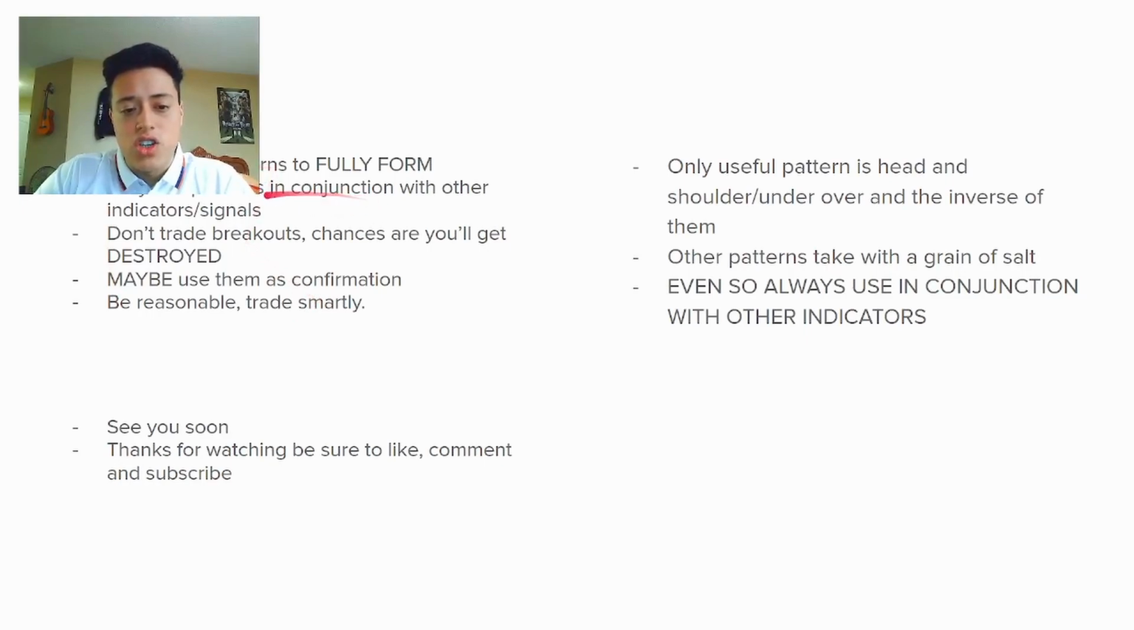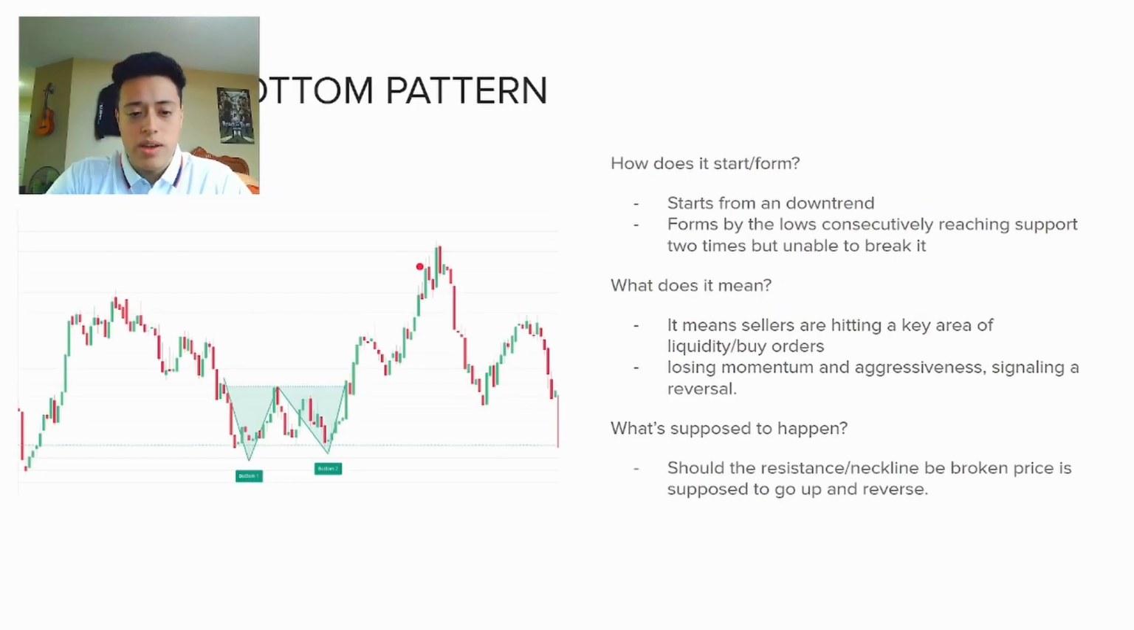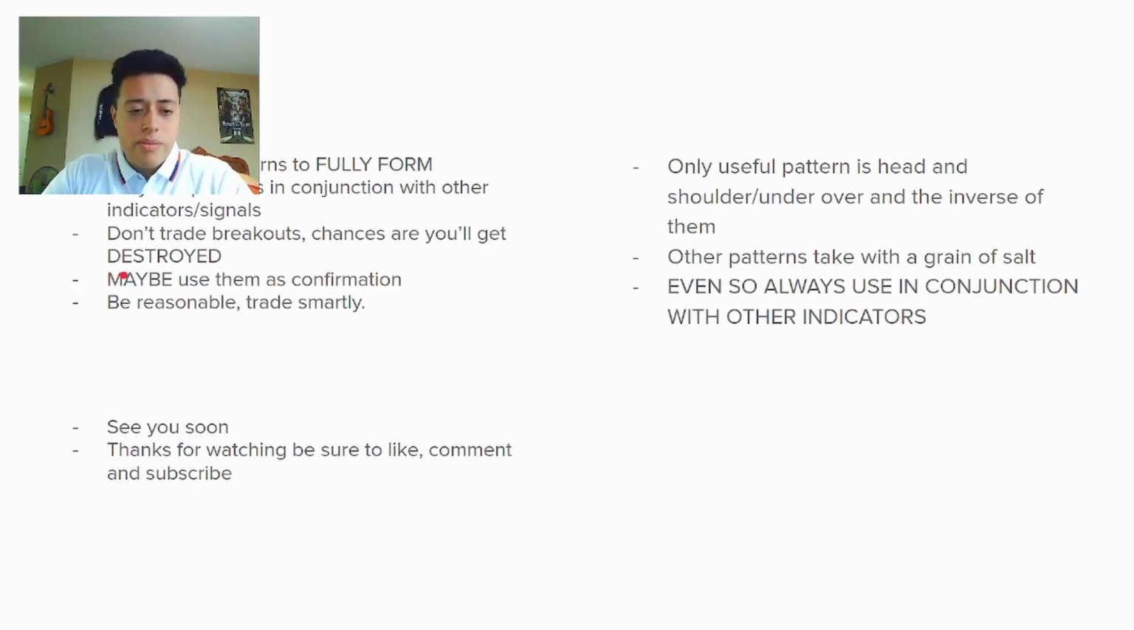Only use patterns in conjunction with other indicators and signals. Like I said before, if something's going to happen in a pattern, it's going to happen because of something else, not because of your lines on your chart, right? So you always want to have something else to confirm that that's what's going to happen. Don't trade breakouts because chances are you'll get destroyed, right? Price may break out here, you set a long, you're holding it, and then you just get destroyed and price goes all the way down here. That happens sometimes, whatever. Maybe use them as confirmation.